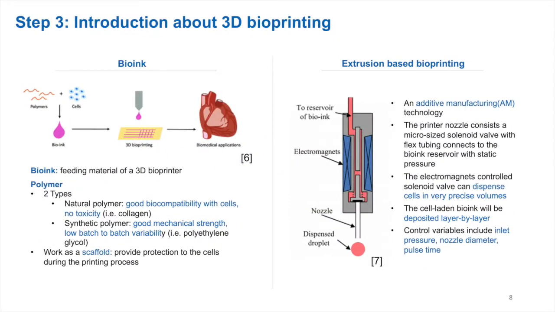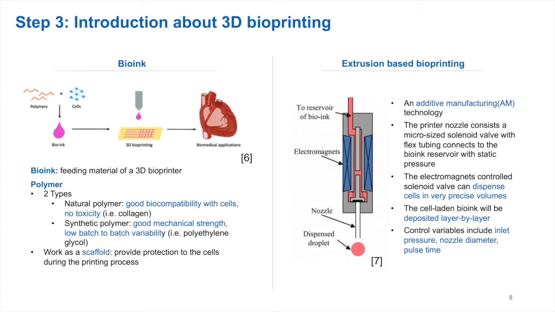In step 3, the tissue construct is fabricated using a 3D bioprinter. The feeding material of the bioprinter is bioink. They can be composed of cells and biomaterials. The cells are enveloped in a hydrogel, which provides a suitable environment for cell adhesion, proliferation, and differentiation. As tissue scaffolds, hydrogels are composed of natural or synthetic polymers, and each has their own advantages.